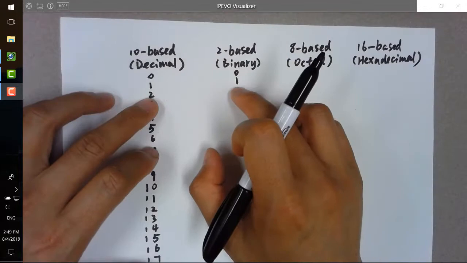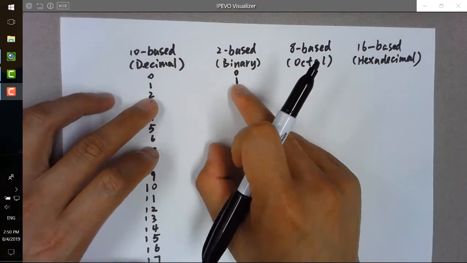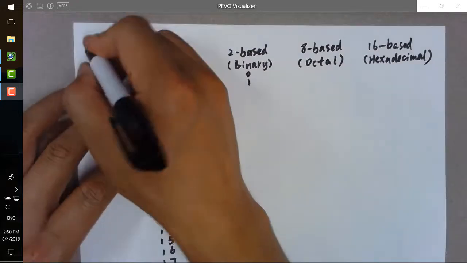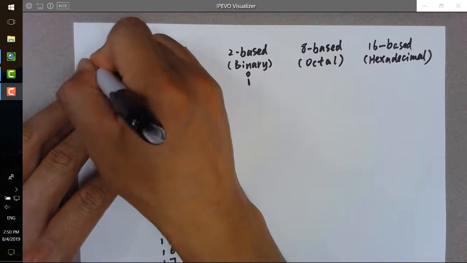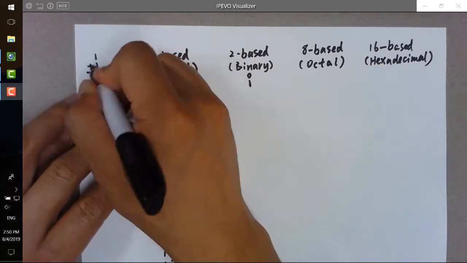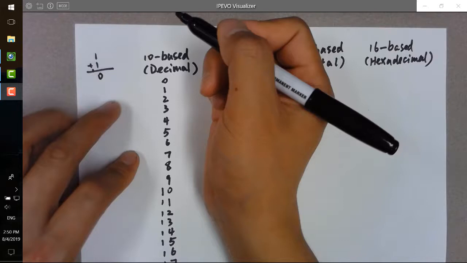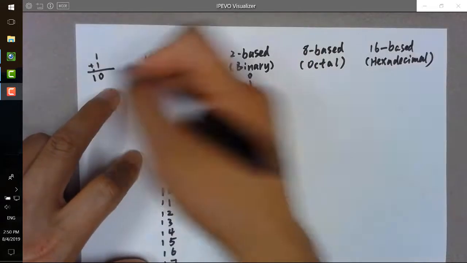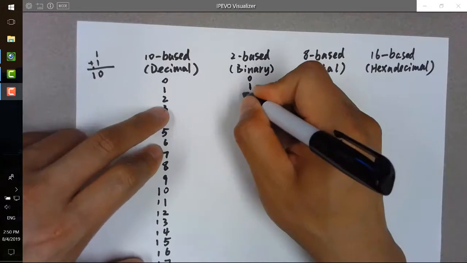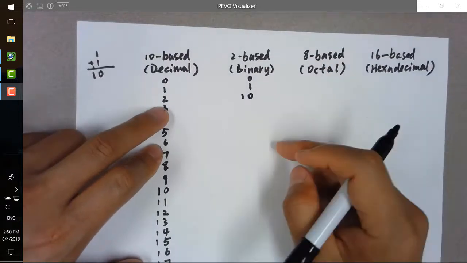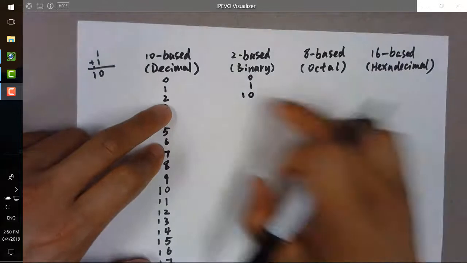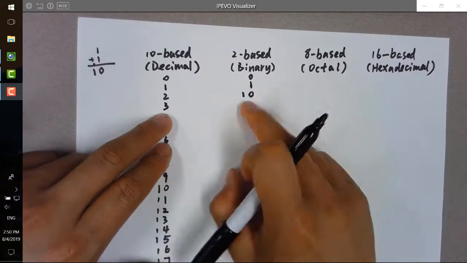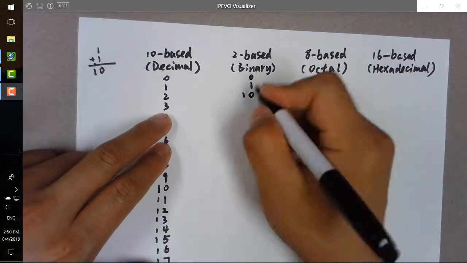We are adding 1 to this digit and we get a carry, then we reset this digit to 0. If we write it down here, it's going to be 1 plus 1. In binary, we reset this digit to 0 and we get a carry. So it's going to be 1 0, the 2 in the binary version. For 3, we just need to add 1 to 2, right? So add 1 here, it's going to be 1 1.